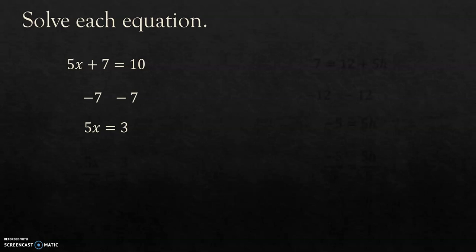5x equals 3. To undo the multiplication between the 5 and the x, we divide by 5 on both sides. 5 divided by 5 is 1, and we're left with x equals 3/5.